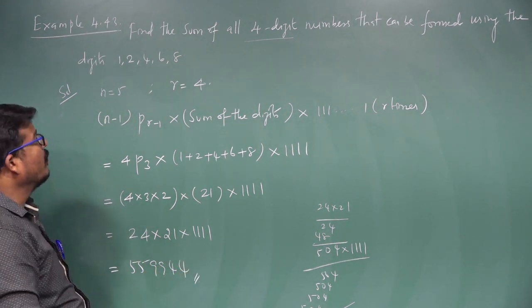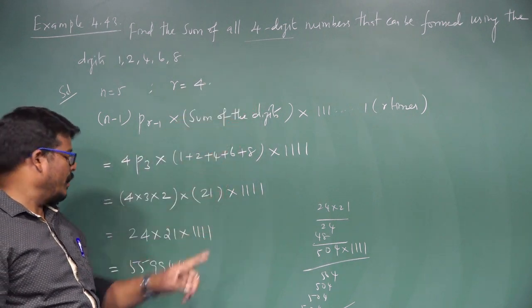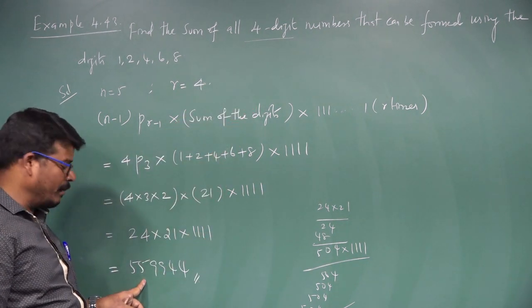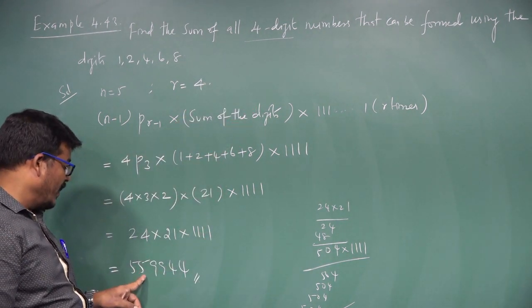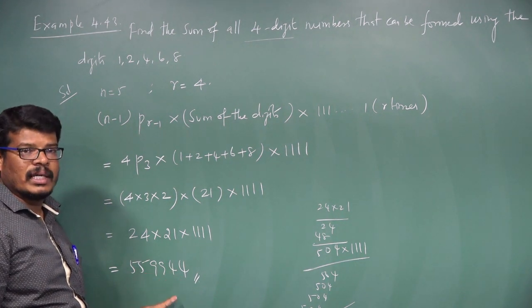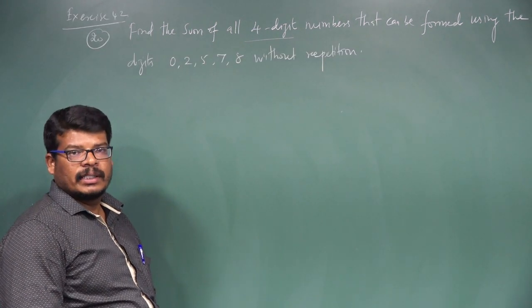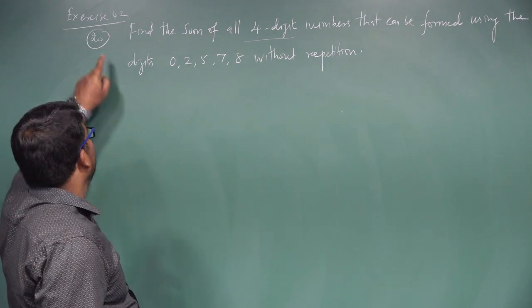That is the answer. The sum of all 4-digit numbers is 559944. That is the answer. The next one, exercise 4.2, last problem.